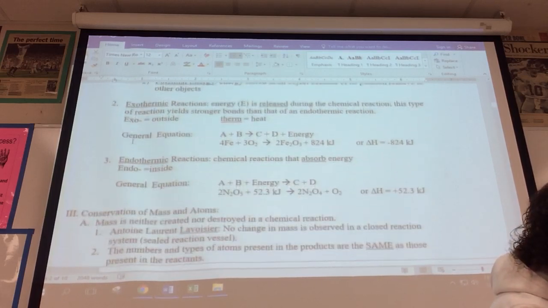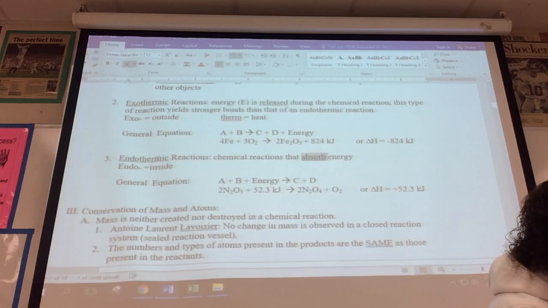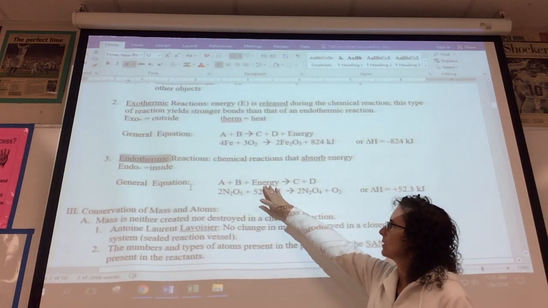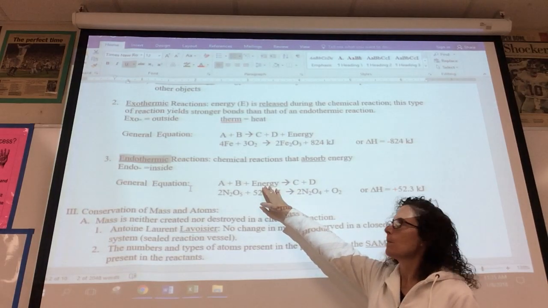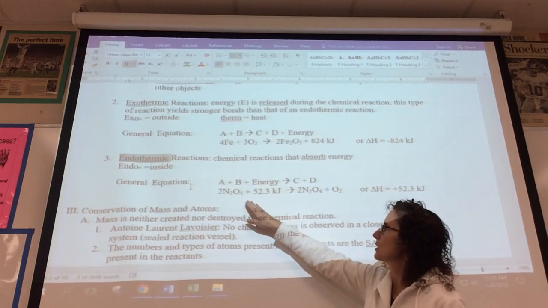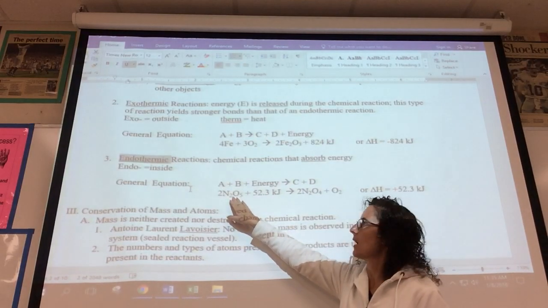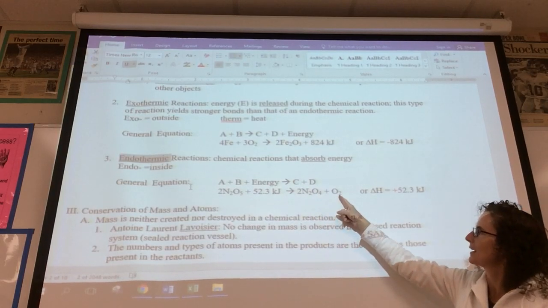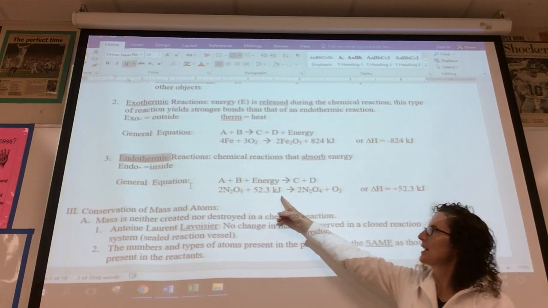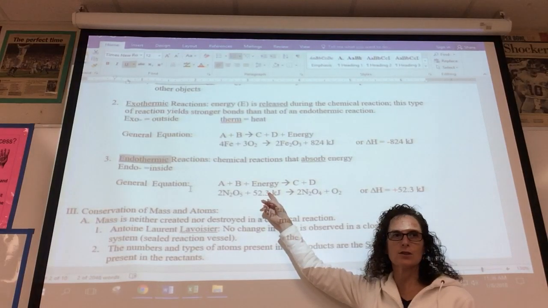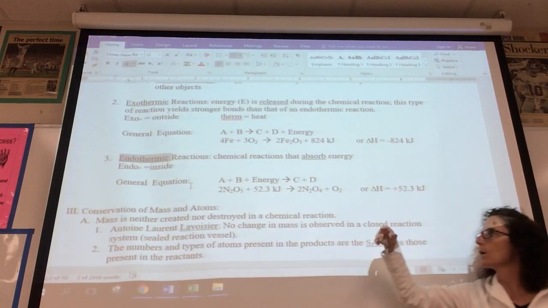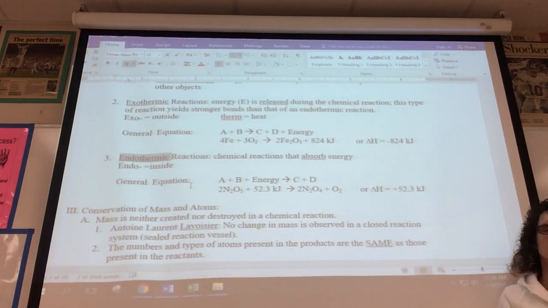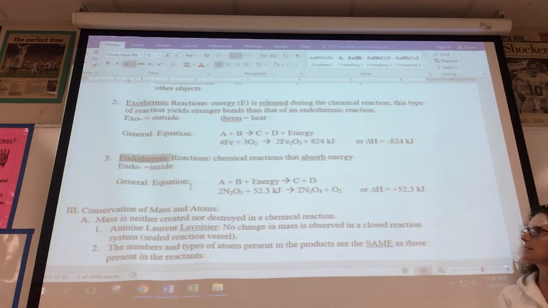In contrast, chemical reactions that absorb energy are endothermic. So energy is absorbed, listed as a reactant, or the quantity as such. This is the decomposition of dinitrogen pentoxide generating dinitrogen tetroxide and oxygen gas. This is an endothermic reaction because energy is listed as a reactant, or alternatively, instead of having this term here, the delta H would be indicated with a positive value.